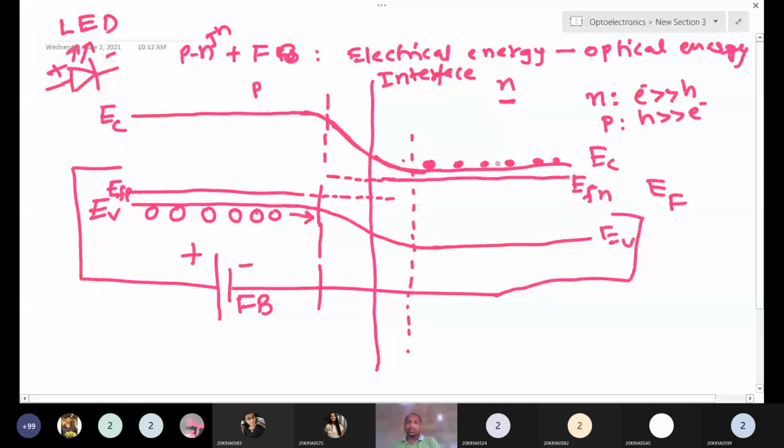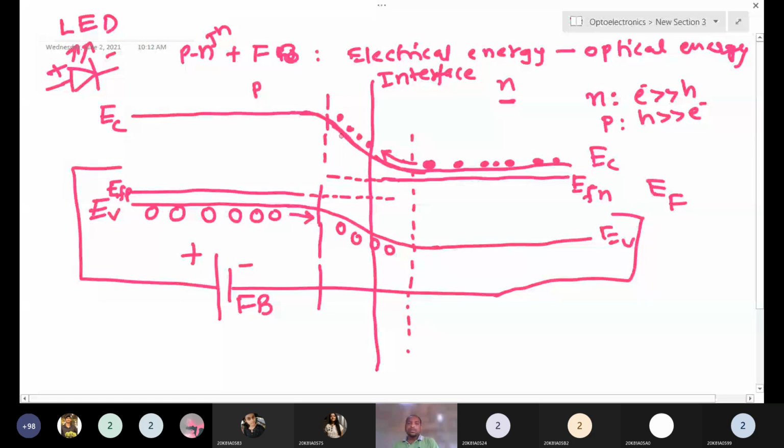So electrons will reach the interface after a certain forward bias voltage, and holes will also reach it after a certain forward bias voltage. After reaching here, these electrons jump from the conduction band to the valence band and recombine. Once they recombine, they emit photons. This is the mechanism of how photons are emitted in a PN junction under forward bias condition.